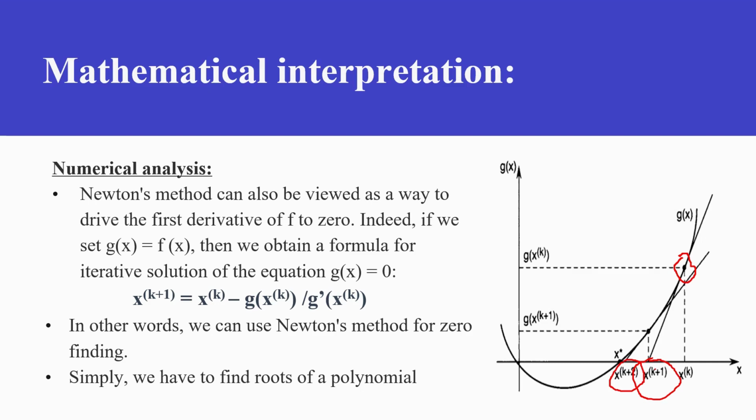Newton's method can also be viewed as a way to drive the first derivative of f to 0. Indeed, if we set g(x) equal to f'(x), then we obtain a formula for the iterative solution of the equation g(x) = 0. x_{k+1} = x_k - g(x_k)/g'(x_k). In other words, we can use Newton's method for zero finding. Simply, we have to find roots of a polynomial.